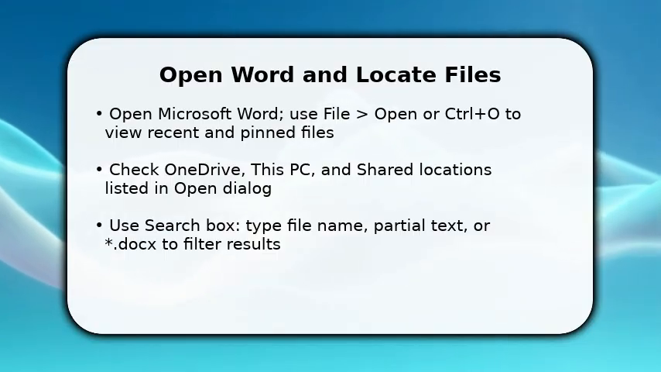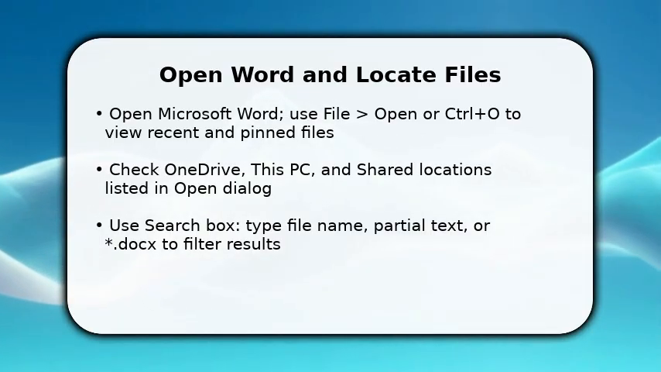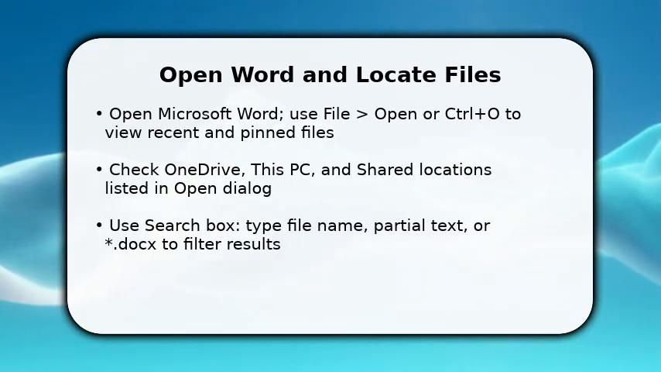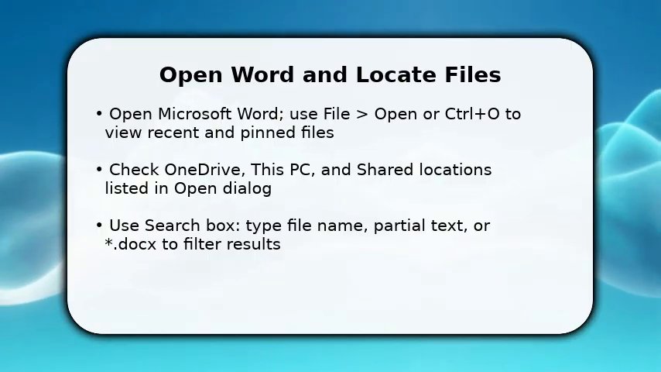If you don't see it, use the search box in the Open dialog and type the file name, a unique phrase from the document, or asterisk.docx to list all Word files. This saves time versus browsing folders manually.